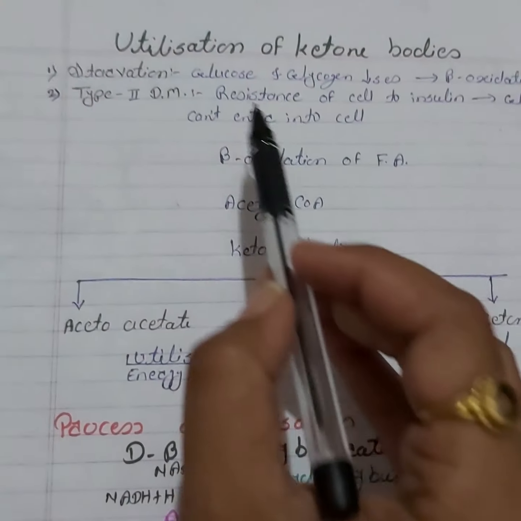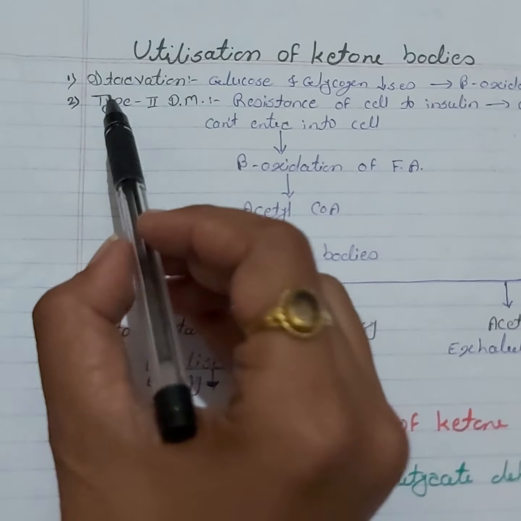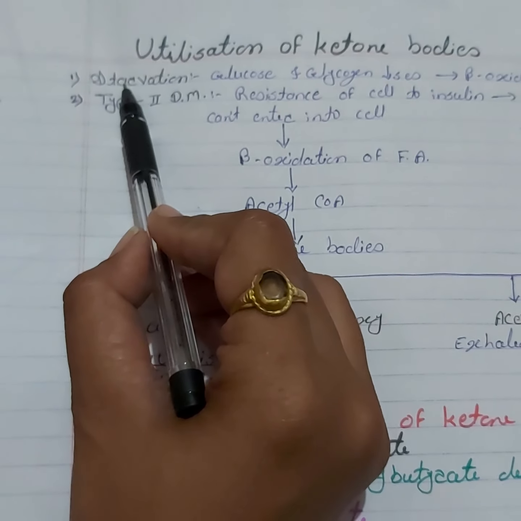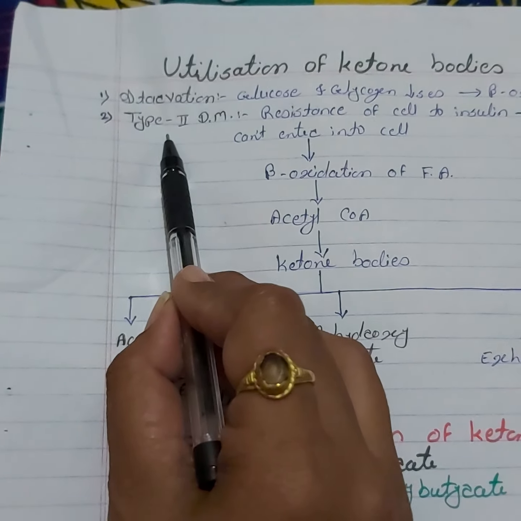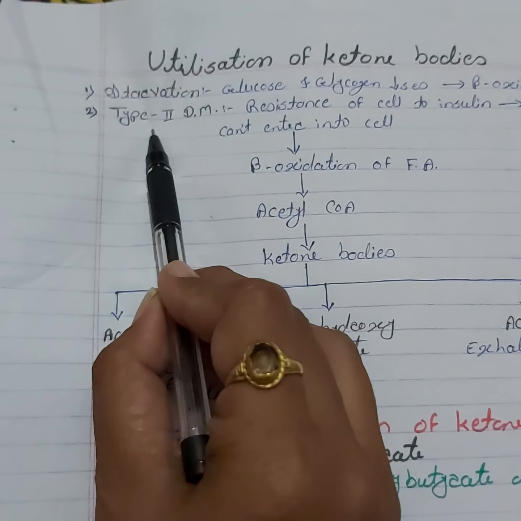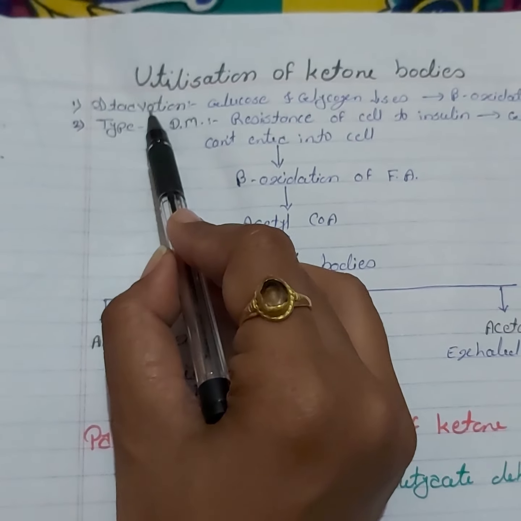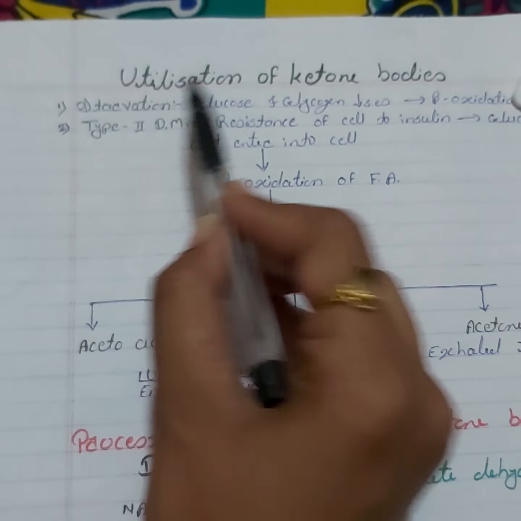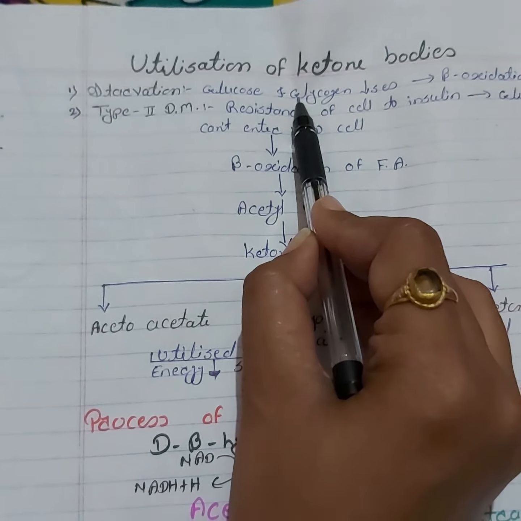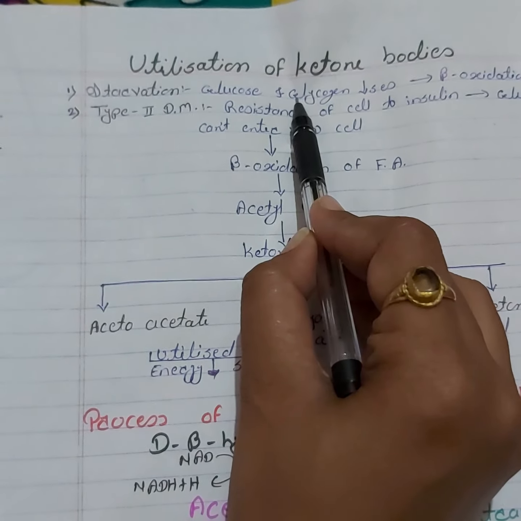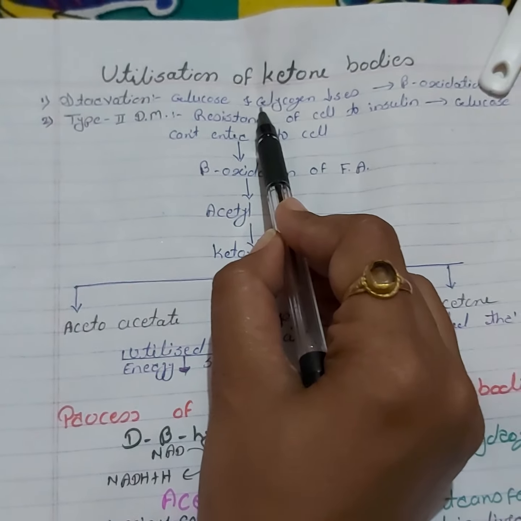Ketone bodies are utilized in the body mainly in two conditions. The first one is when a person is on starvation, and the second one is when a person is suffering from type 2 diabetes mellitus. What is happening exactly in these two conditions? In case of starvation, blood glucose level and glycogen level is decreased because the carbohydrate intake of that person is decreased, and because of that glucose and glycogen level is decreased in the blood.